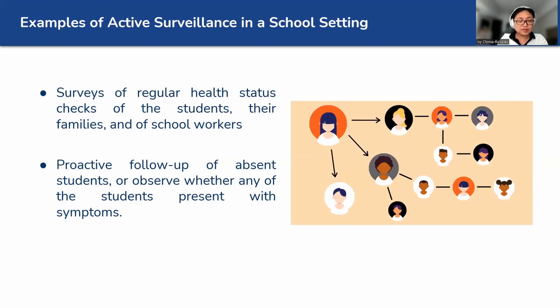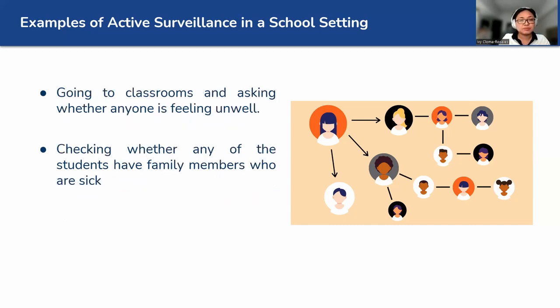As mentioned, there are plenty of examples of active surveillance in a school setting. Here we have surveys of regular health status, proactive follow-up of absent students, or observing whether any of the students present with symptoms. Going to classrooms and asking whether anyone is feeling unwell, checking whether any of the students have family members who are sick.